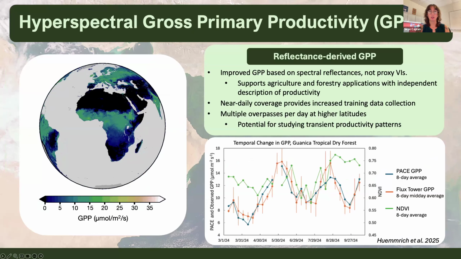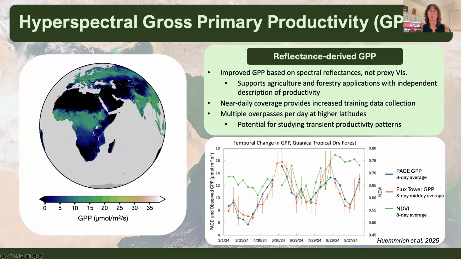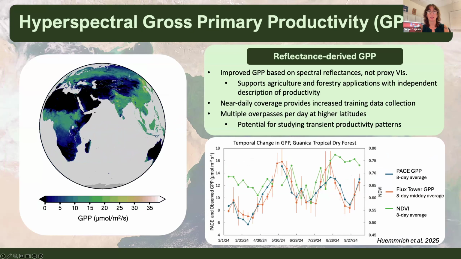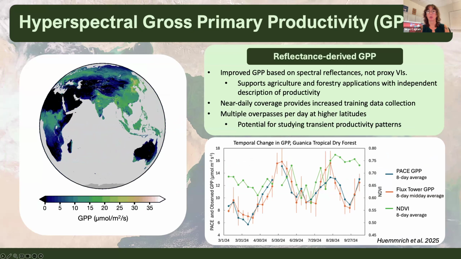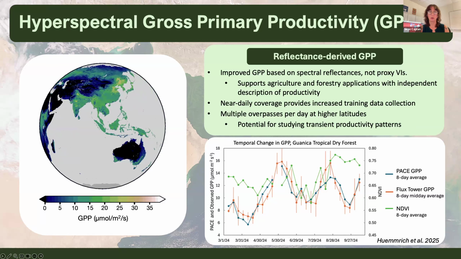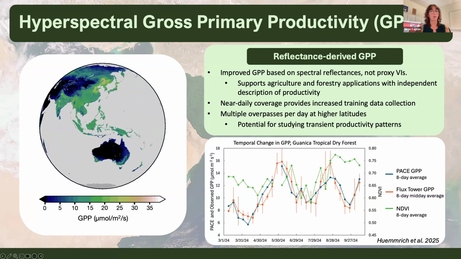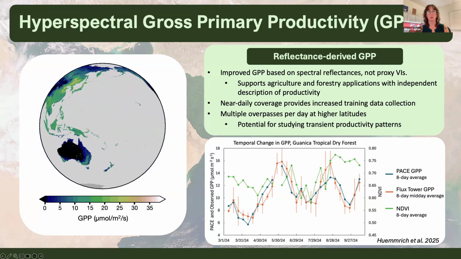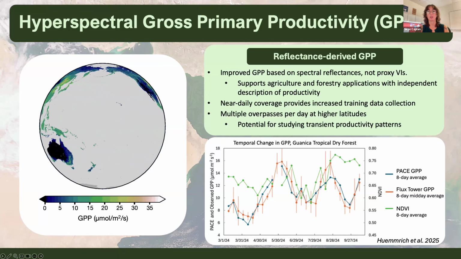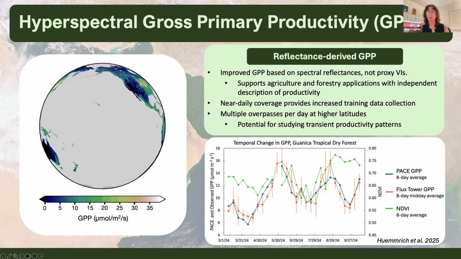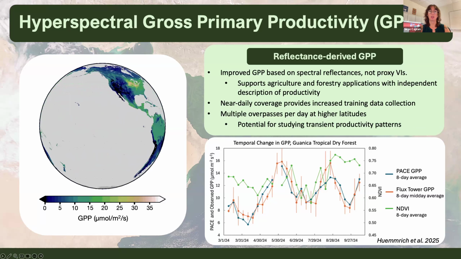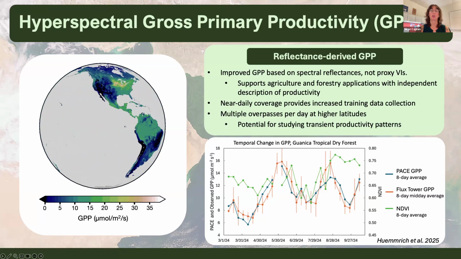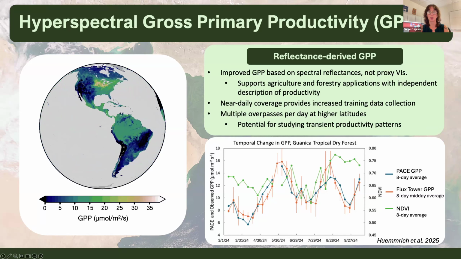Another example of the utility of PACE in this domain actually requires the hyperspectral measurements from OCI. So we've had success retrieving GPP, or gross primary productivity, from PACE reflectances alone, which is exciting because it creates an independent measurement of ecosystem GPP, which can then be used to examine spatial and temporal responses to environmental conditions, and compared and contrasted with the vegetation indices like NDVI that used to be a part of these calculations and weren't able to be untangled in that way.